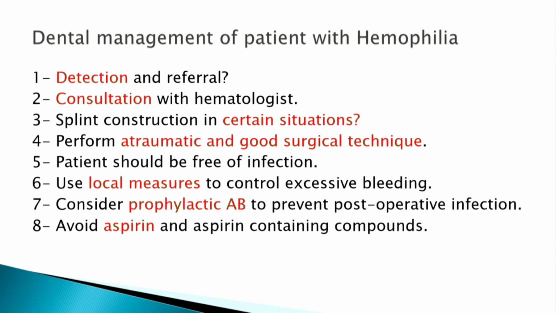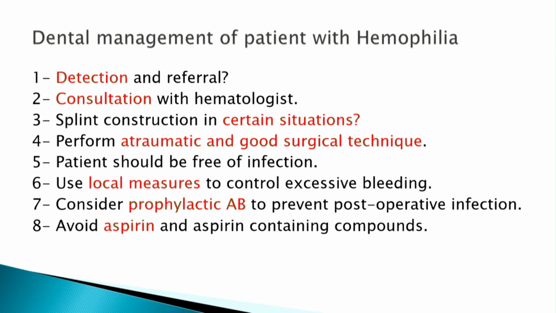Perform atraumatic and good surgical technique. Actually, atraumatic in order to prevent soft tissue injury and even trauma to bone, with good surgical technique. The patient should be free of infection. Actually, infection usually is a predisposing factor of bleeding. So here, infection, if present, we have to treat it medically, and then we can do, for example, tooth extraction, because as I mentioned before, infection exaggerates the condition.